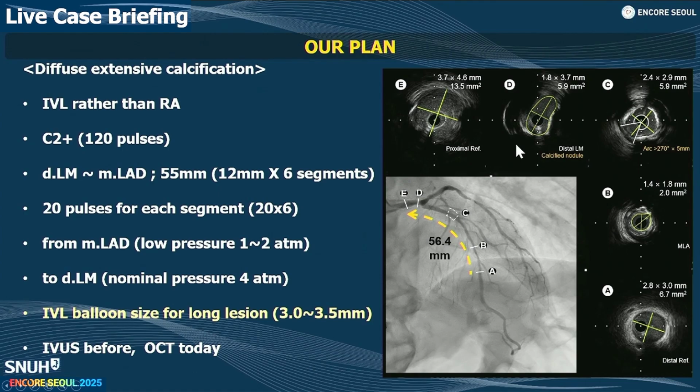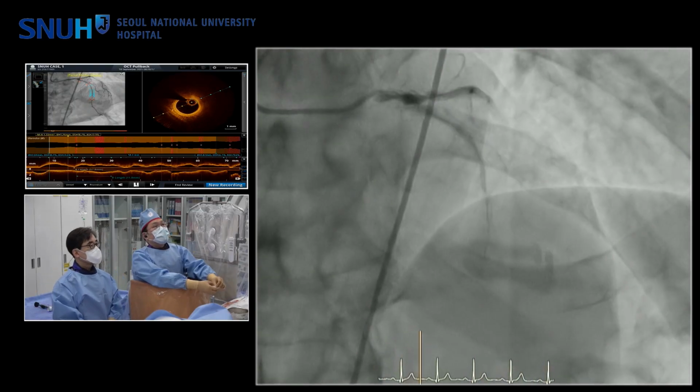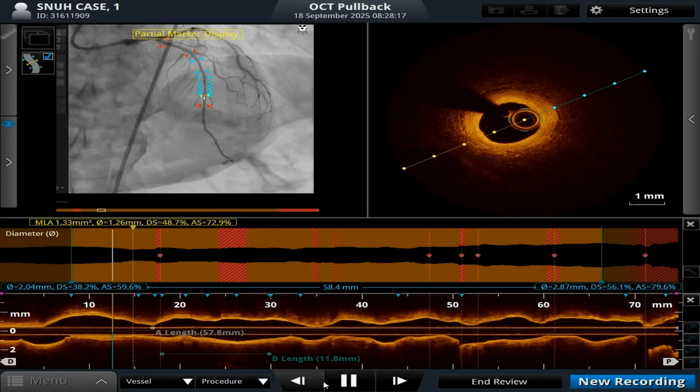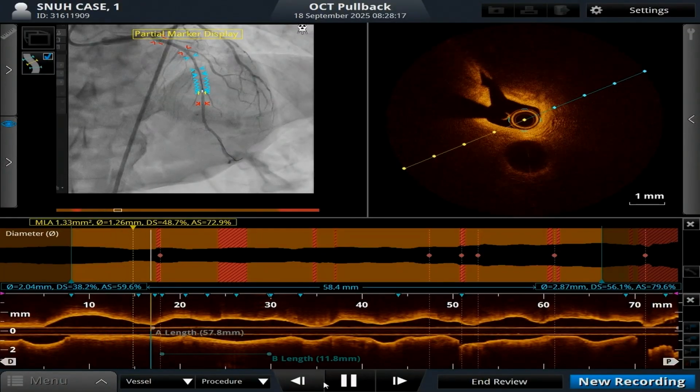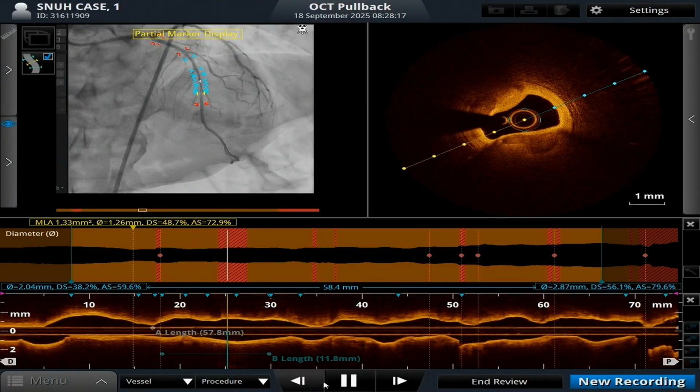Can you see the OCT taken today? Yes. Okay. Please show the OCT. We took OCT just several minutes ago. The big screen. This should be visible. Yes, like that.